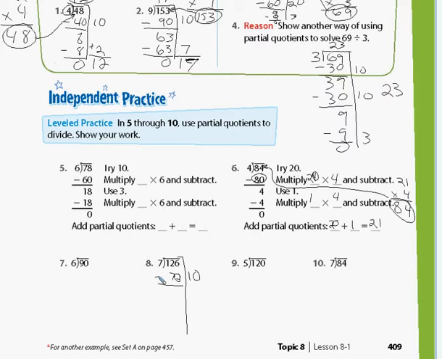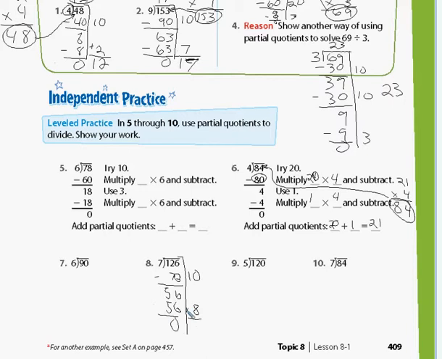Subtract. 0 from 6 is 6, and 7 from 12 is 5, which gives us 56. We know our multiplication facts real well, so 7 times 8 is 56. We subtract that, we get 0. We add our products together.